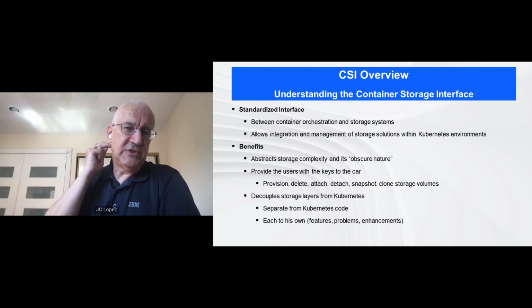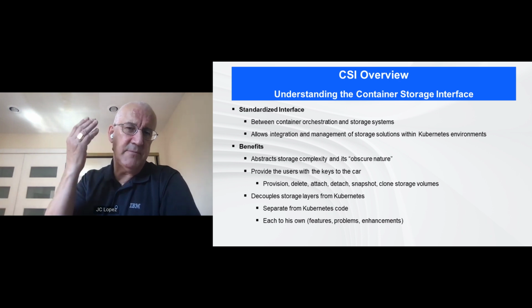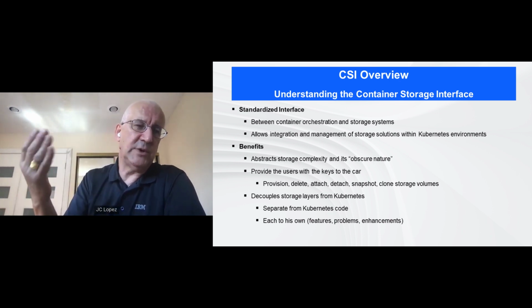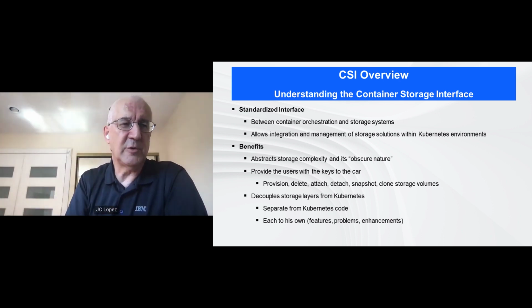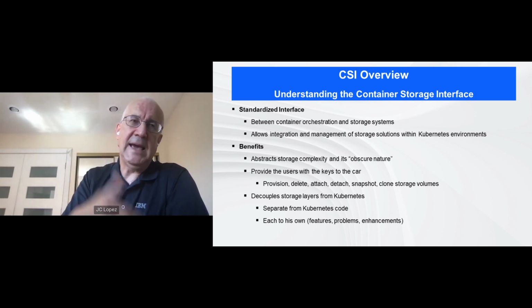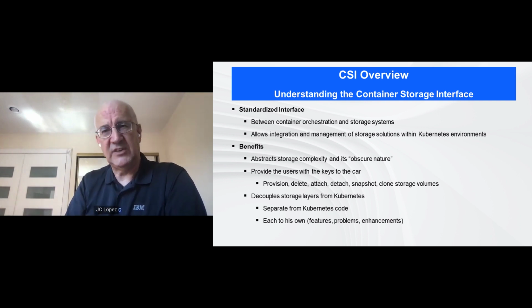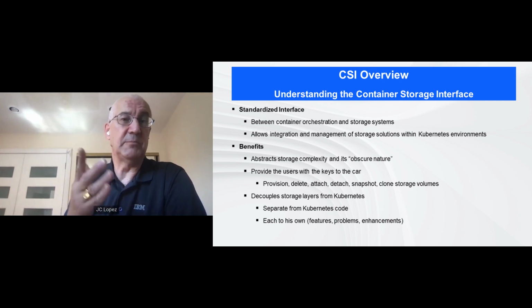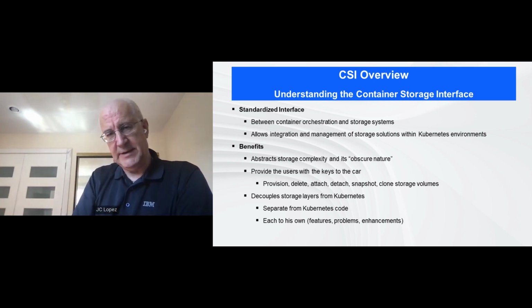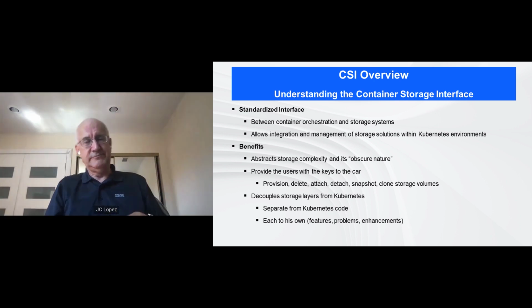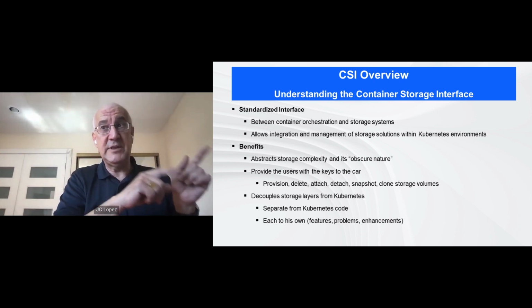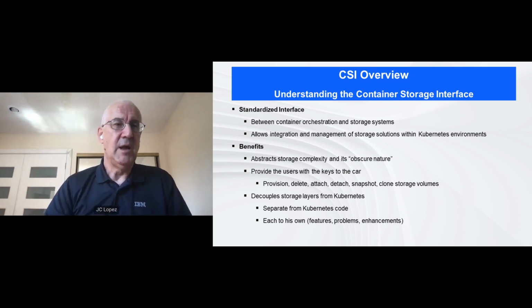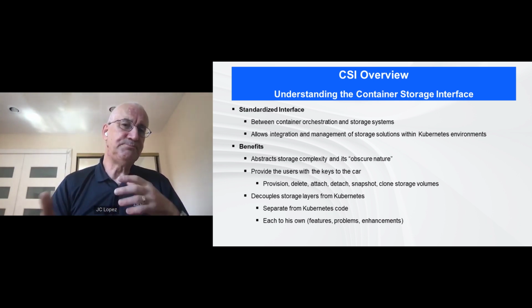So, to give a brief overview about CSI, it's a standardized interface between the container orchestration platform, that's Kubernetes (in the case of IBM, we love to talk about Red Hat OpenShift), which uses Kubernetes as a container engine, and the storage system that you want to access to provide some storage to do something. So it allows the integration and the management of the storage solution from inside the Kubernetes environment. And that's the important part. Remember, everything Kubernetes, everything self-serving. Basically, we want to do the same with storage.